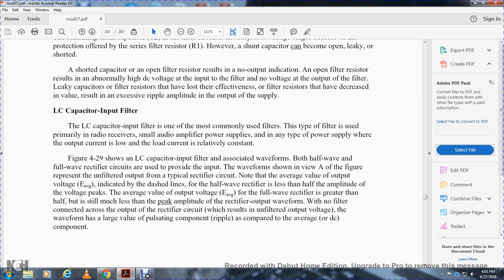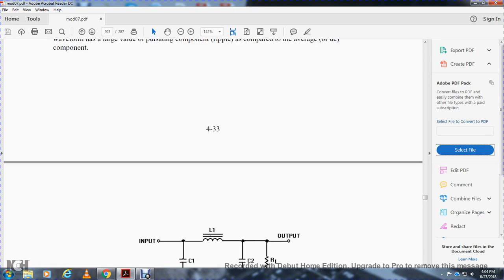The waveform shown in view A of the figure represents the unfiltered output of a typical rectifier circuit. Note that the average value of the output voltage, indicated by the dashed line, is less than half the peak amplitude for the half wave rectifier, while for the full wave rectifier the average value is greater than half, though still less than the peak amplitude of the rectifier output waveform. With no filter connected across the output of the rectifier circuit, the result is an unfiltered output voltage, whose pulsating ripple component is large compared to the average DC component.